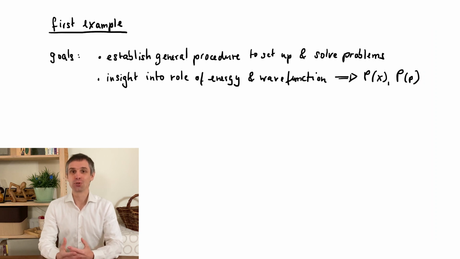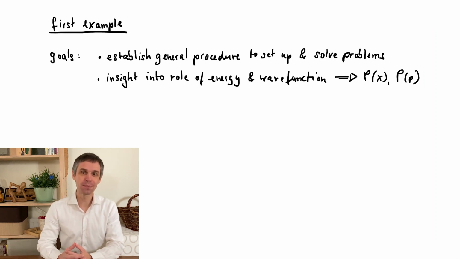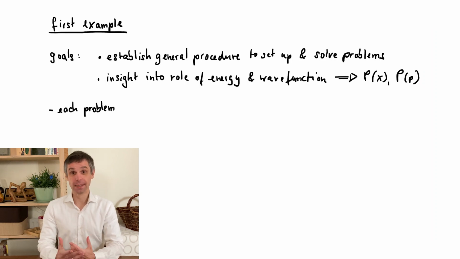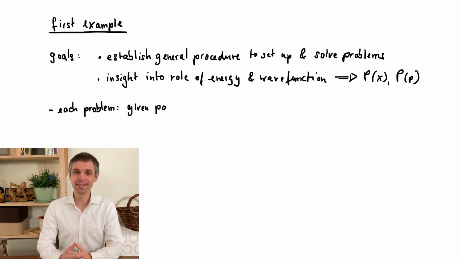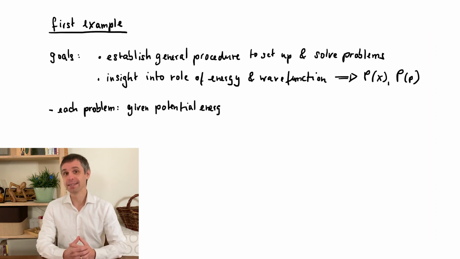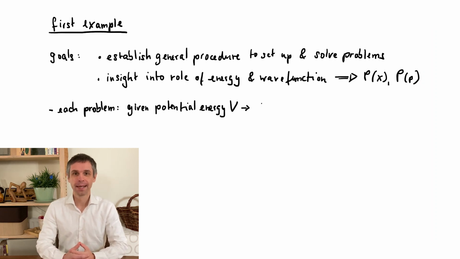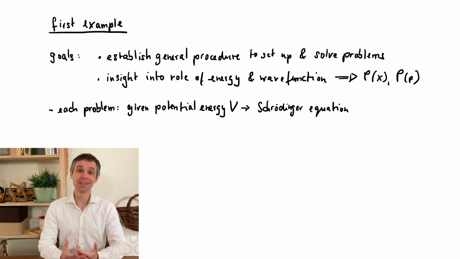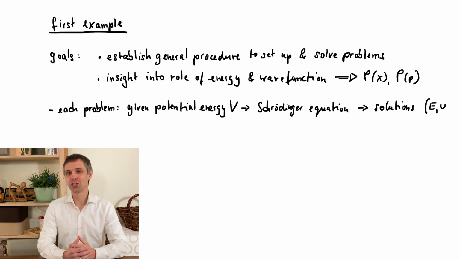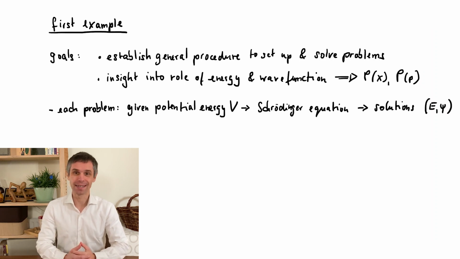As for our general procedure to set up and solve these problems, here is the general picture. The different physical situations simply differ in the form of the potential energy. This then enters the Schrödinger equation. And given that we are looking at the stationary variant, the solutions will be pairs of energies and wave functions. But the potential energy, of course, also exists in classical mechanics, and we will use this in two ways.